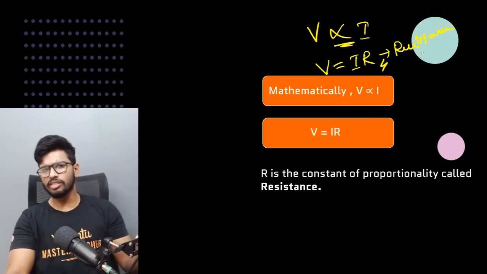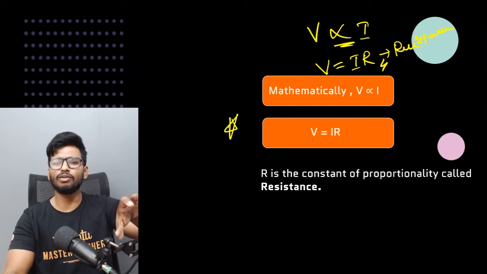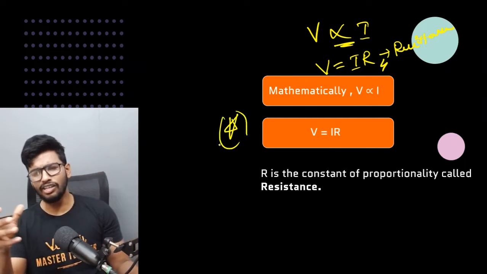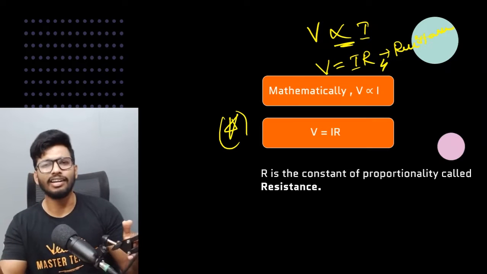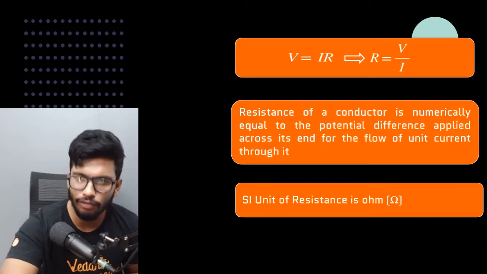Now we'll understand what resistance is, but this is a very, very important formula, guys. V = IR. You will be having numericals based on it, so please note it down. I'm pretty sure you remember this, but nonetheless take it down and refer to it whenever you want to. So V = IR is the basic formula for that.